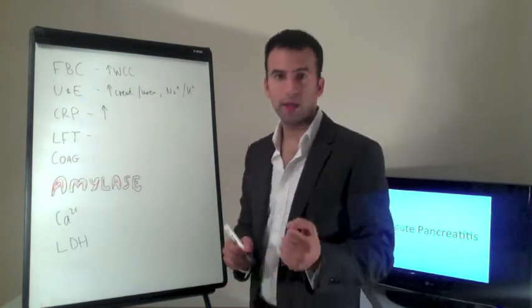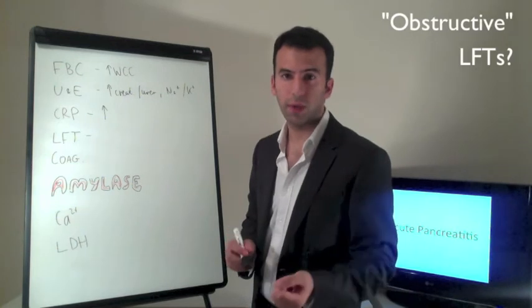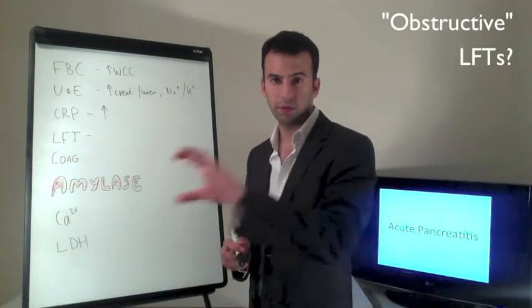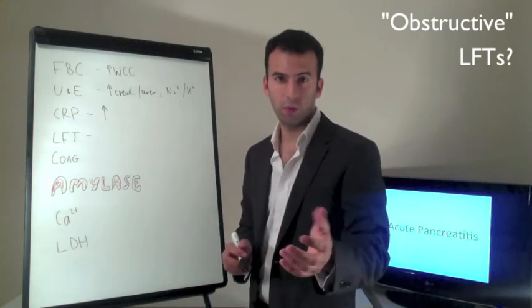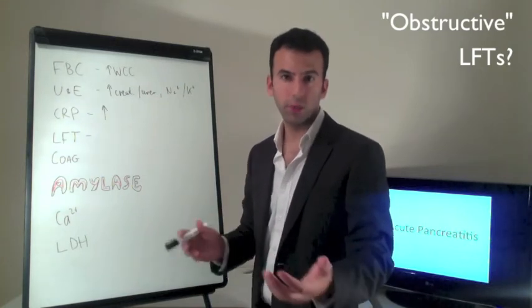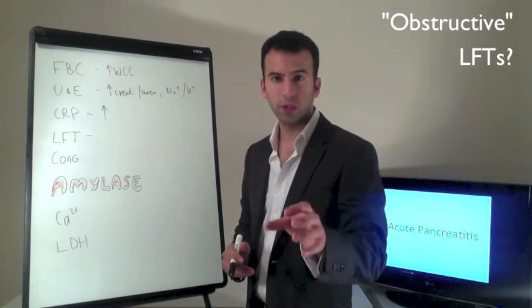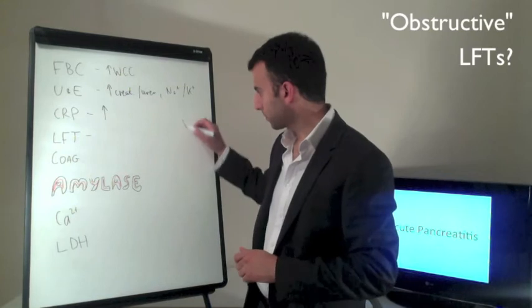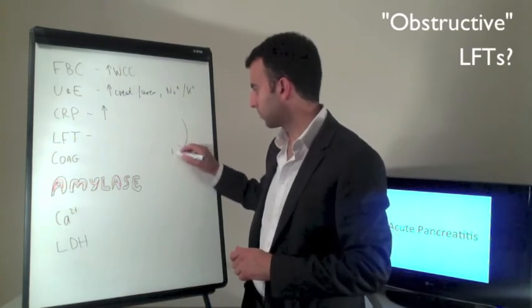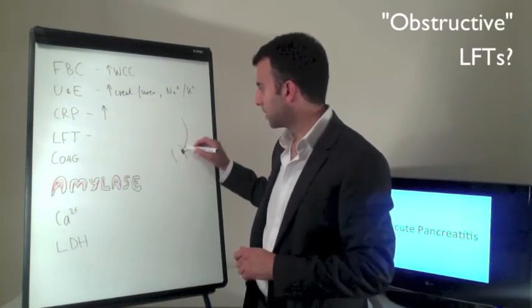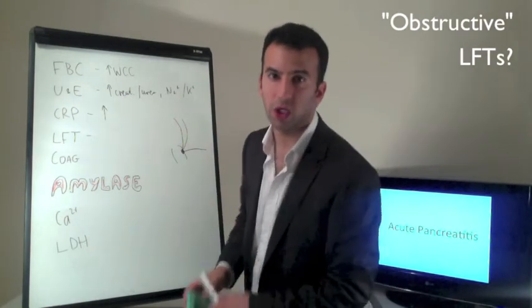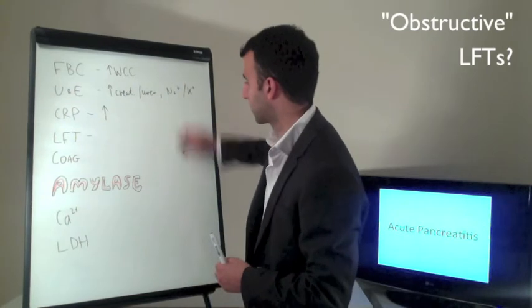LFTs. You may see an obstructive picture if there is an obstruction at the ampulla of Vater that's giving you your pancreatitis. What I'm referring to is a gallstone. Tumour can do this too. So if you have a gallstone or an obstruction at the ampulla of Vater, where the common bile duct meets the main pancreatic duct before going into the duodenum, then this is all going to be dilated and you're going to get an obstructive looking picture in your liver function tests.